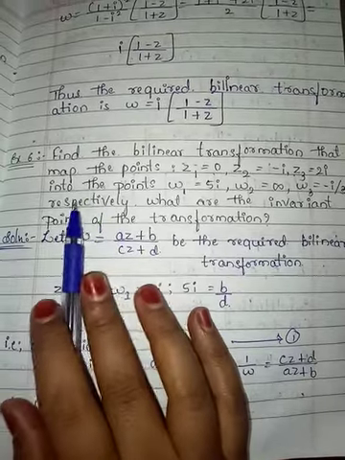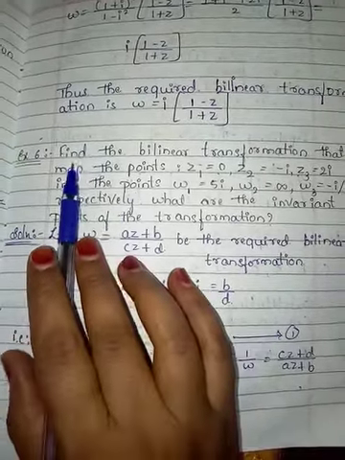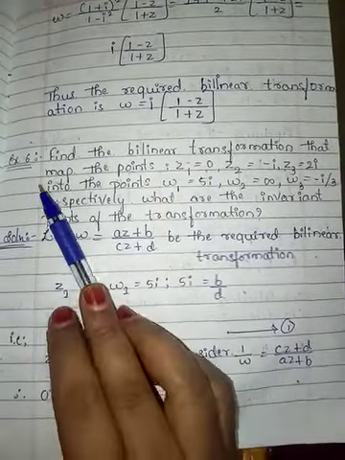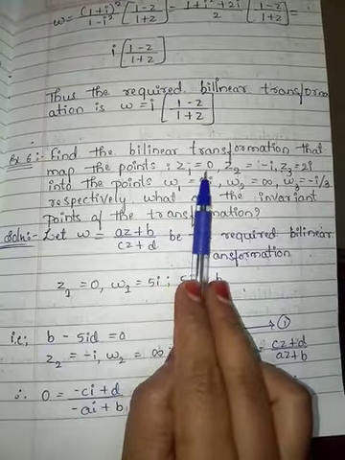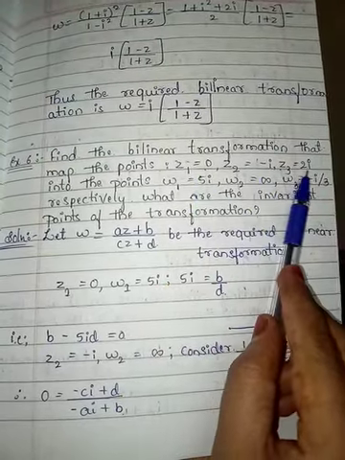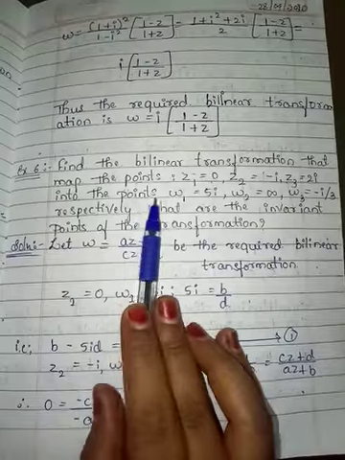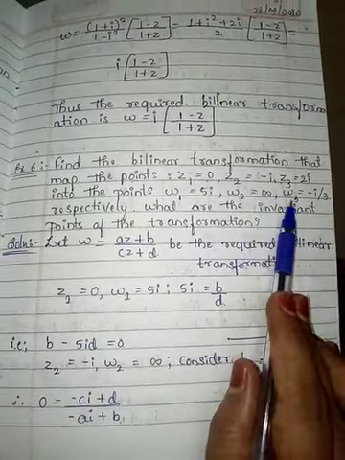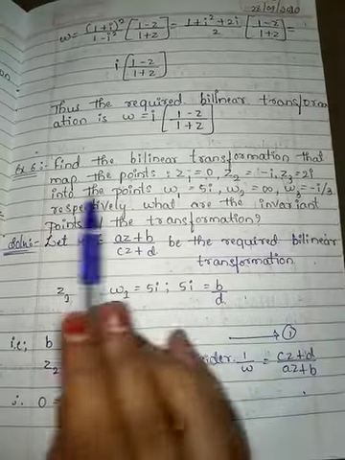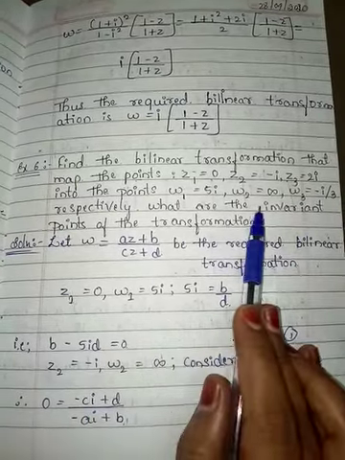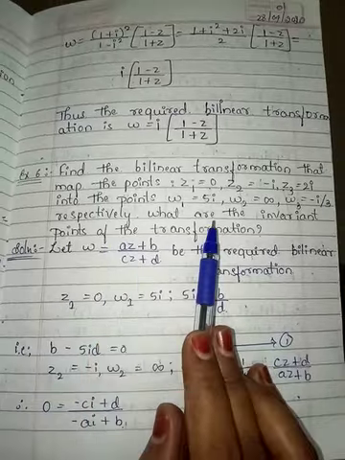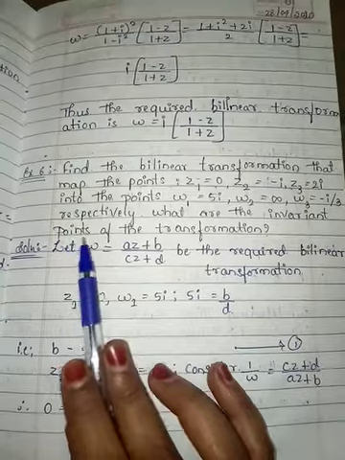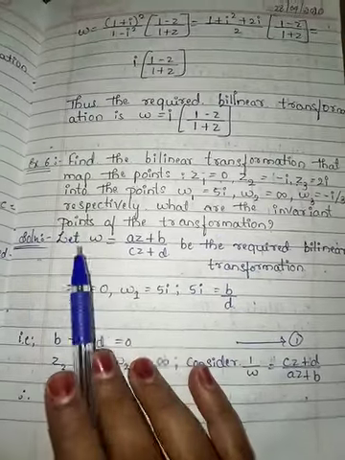Hello students, let us see the next example in bilinear transformation. Example: find the bilinear transformation that maps the points z1 = 0, z2 = -i, z3 = 2i into the points w1 = 5i, w2 = infinity, w3 = -i/3 respectively. What are the invariant points of the transformation? Here we have to find the bilinear transformation and the invariant points.